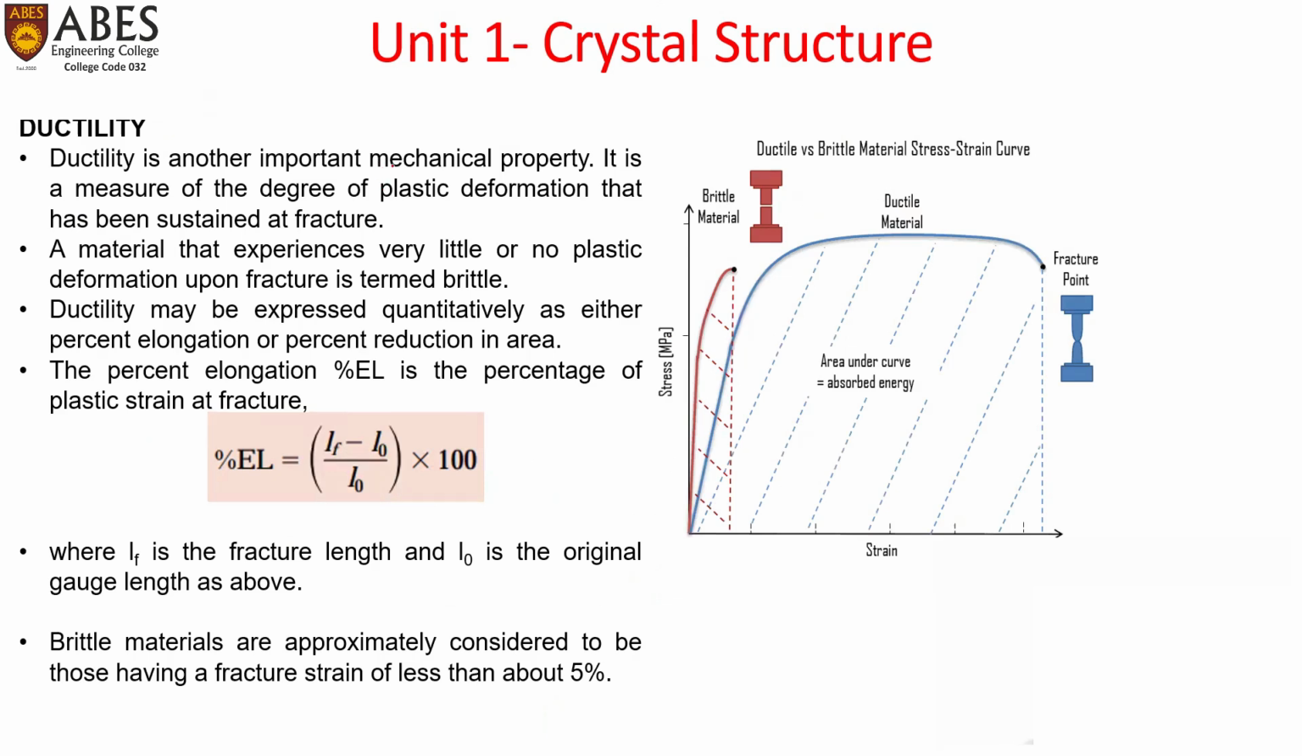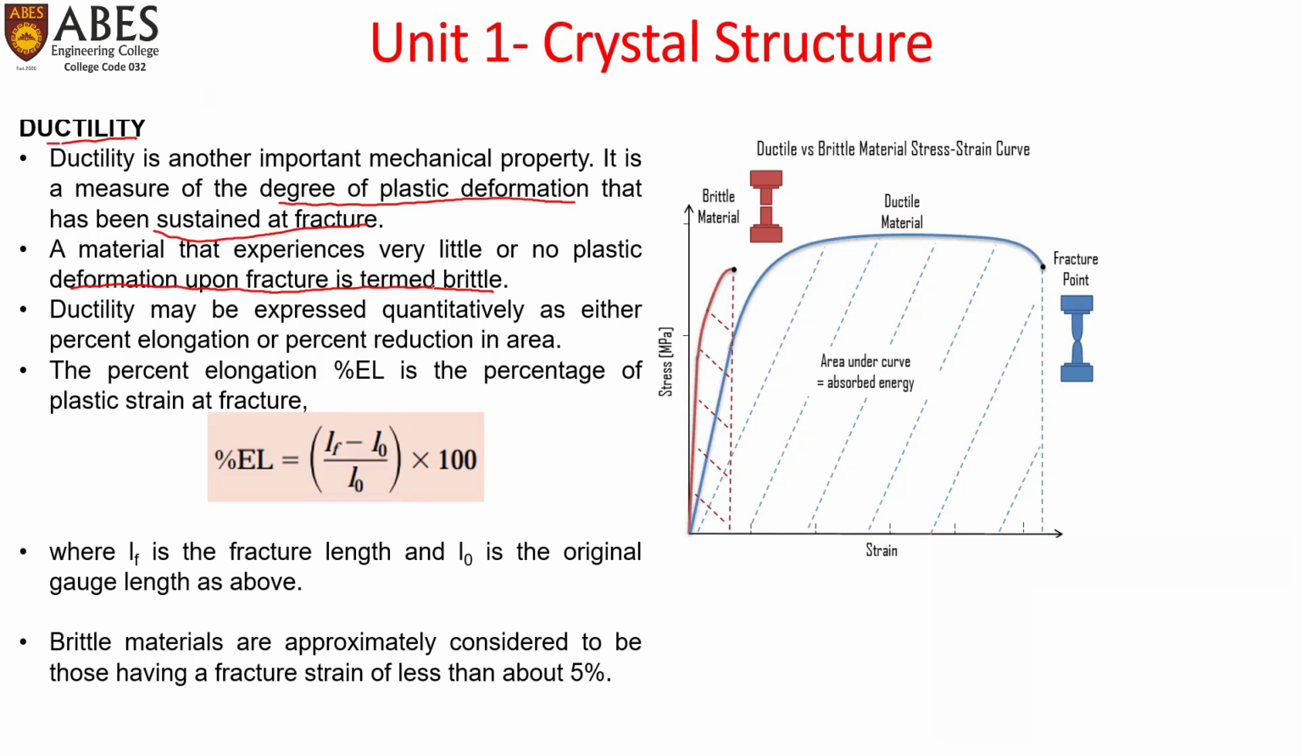Now coming to a few properties of the material which are very important from a design point of view. The first one is ductility. What is ductility? It is another important mechanical property. It is a measure of the degree of plastic deformation that has been sustained at fracture. So what is admissible till fracture, the degree of plastic deformation that may occur in that material, is called its ductility. A material that experiences very little or no plastic deformation upon fracture is termed brittle, or vice versa, a brittle material gets fractured without having plastic deformation.